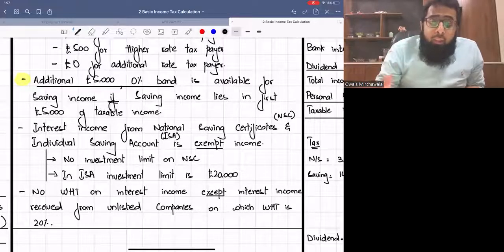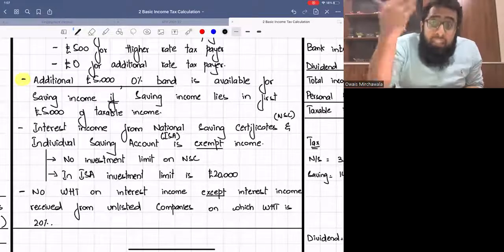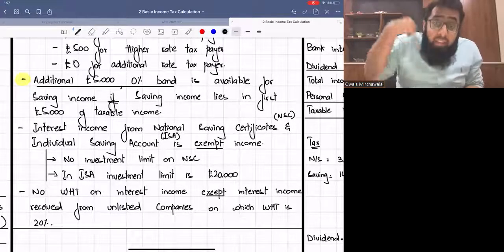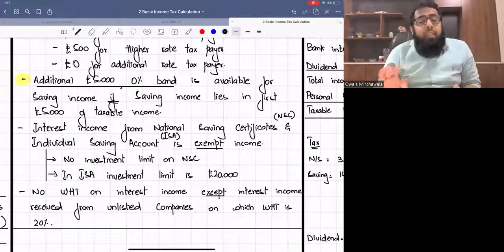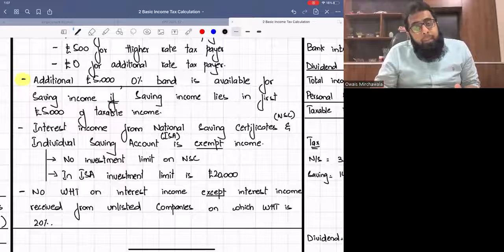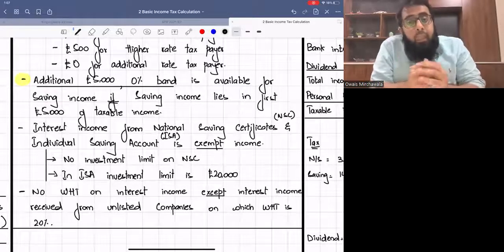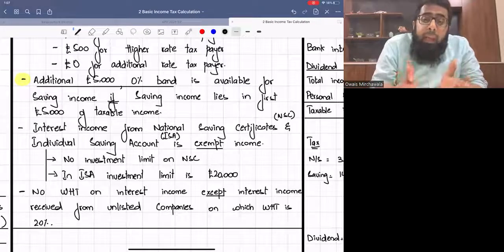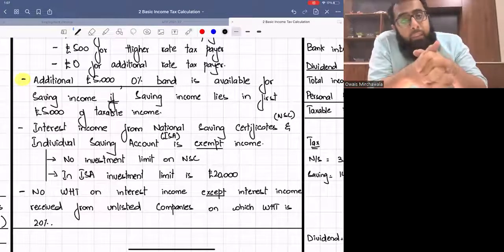Other than the normal 0% band, in saving income we will get an additional £5,000 0% band if the saving income lies in the first £5,000 of taxable income. Now, how can this happen? This can happen if your non-saving income is less than 5,000.